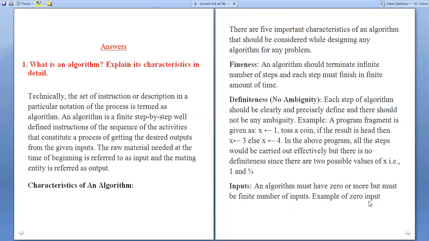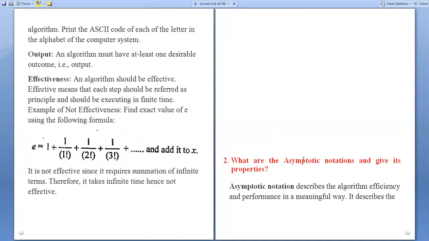So, an example of zero input. Algorithm: print the ASCII code of each letter in the alphabet of the computer system. Suppose you want to print the ASCII code for each character.